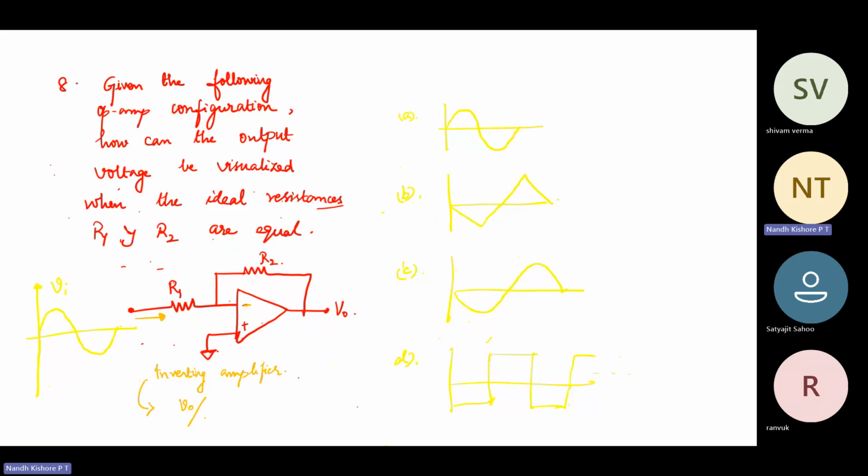You know V naught by Vi is equal to minus R2 by R1, and R2 and R1 are same, which means that it is going to be minus 1. The gain is minus 1, which means that V naught is minus Vi, or there is a phase shift of 180 degrees. So the answer would be an inverted sine wave. Okay. So is the answer clear? How we are getting this?